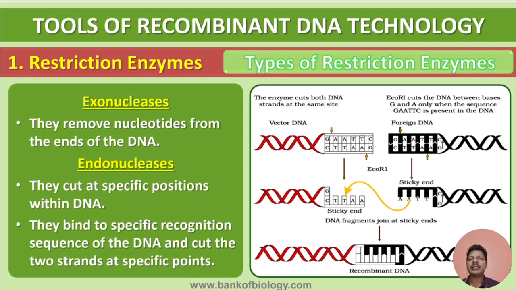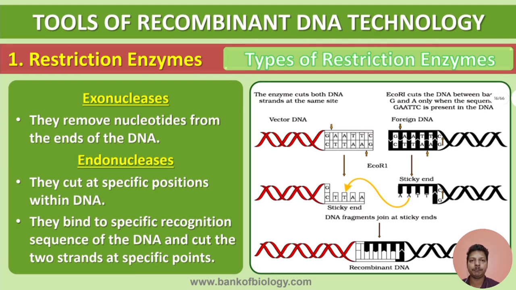Here, types of restriction enzymes. First of all, exonuclease. They remove nucleotides from the ends of the DNA. And then endonuclease. They cut at specific positions within the DNA. You can see this diagram, it is also in your NCERT. Then they bind to a specific recognition sequence of the DNA and cut the two strands at a specific point.